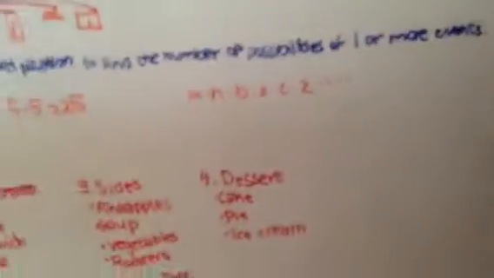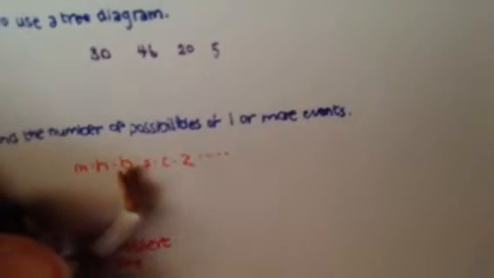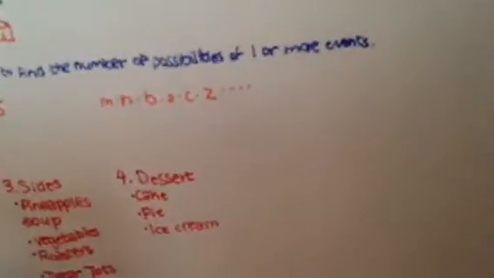The good thing about the fundamental counting principle is that it doesn't only work for 2 events. It can work for multiple events. So let's look at an example. If an event can occur in m ways, another event in n ways, another in b ways, another in a ways, and so on, you just have to multiply them together. That's one great thing about the fundamental counting principle.